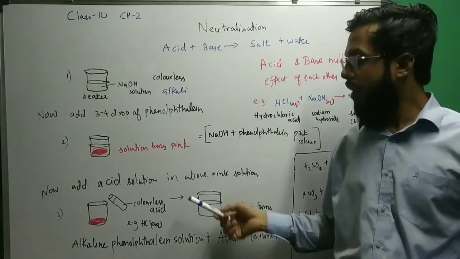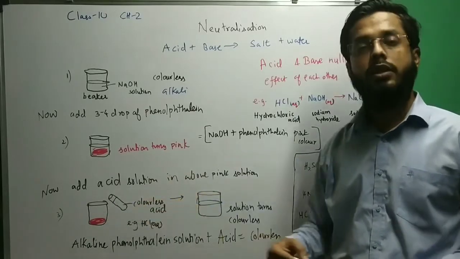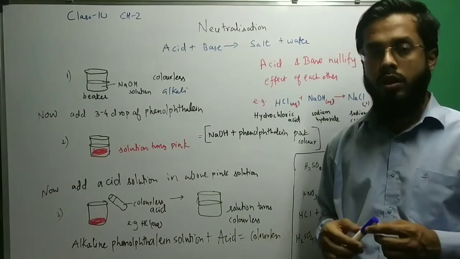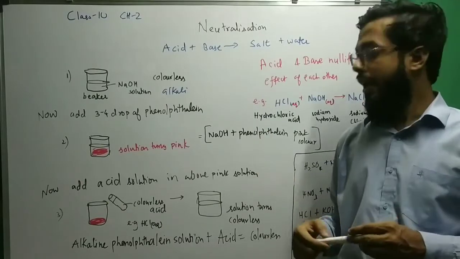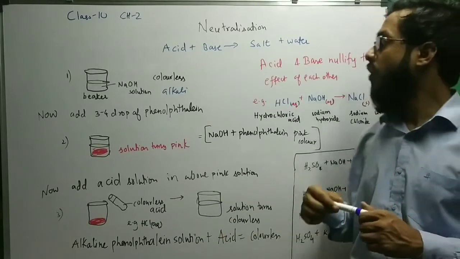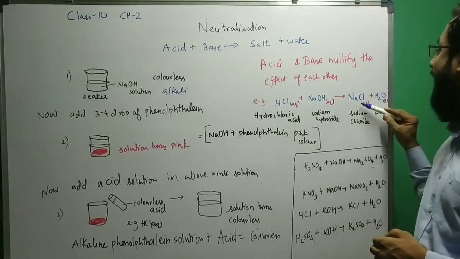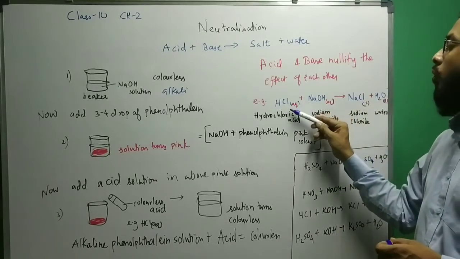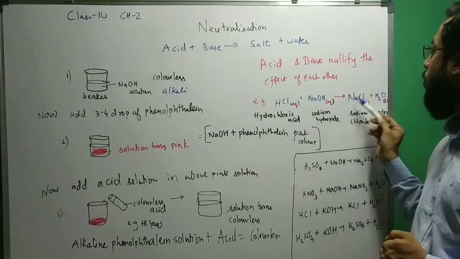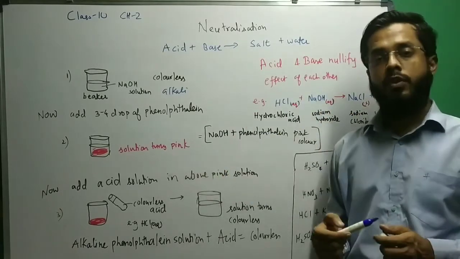Now what happens exactly? When we are adding HCl to NaOH, it forms NaCl and water. And NaCl is neutral and water is neutral. And also in neutral solution the phenolphthalein is colorless. Now let's see through an example. HCl plus NaOH form NaCl plus water. Hydrochloric acid on reaction with sodium hydroxide forms salt and water, that is sodium chloride and water. So they actually nullify the effect of each other.